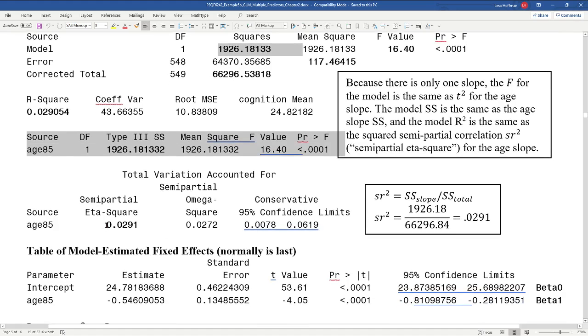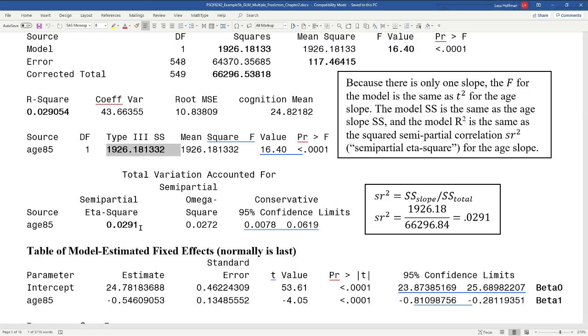Likewise, semi-partial eta square, which is computed as the sums of squares for the slope over the total sums of squares. So total sums of squares is given right here. Sums of squares for the slope is given right here. That gives you the amount of variability that is due to that particular predictor. Given that that predictor is the only thing in the model at this point, the semi-partial eta square for its effect size is exactly the same as the R-square for the model. So the model is the slope.